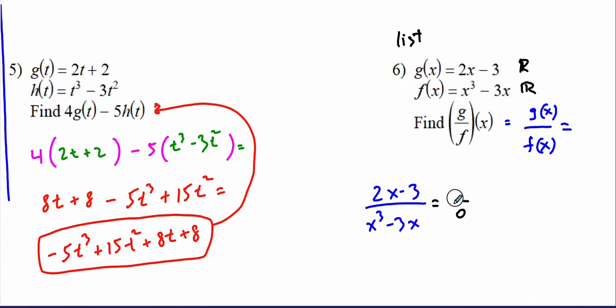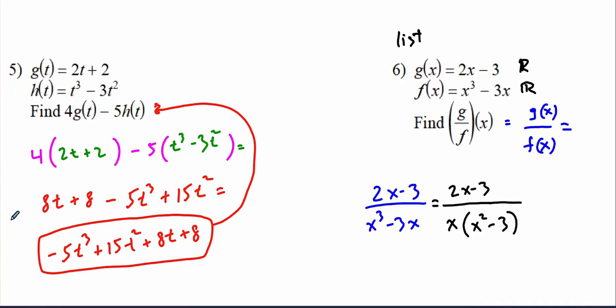Meanwhile, you may not see it, but the way to get that is, well, if I could factor first, up top there's nothing to be done, 2x minus 3, but in the denominator, if I could factor x out, this becomes x squared minus 3, and so what values are excluded? Let me actually clear that. Okay. So what value is excluded here?